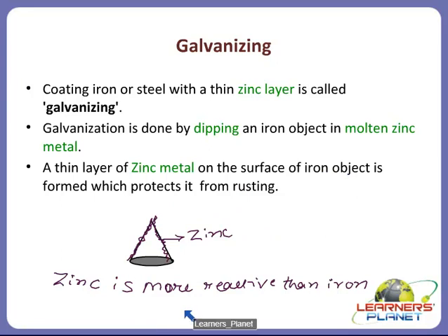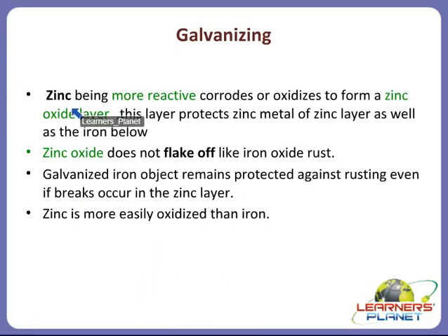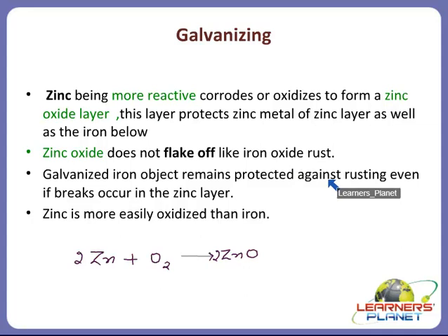How does it protect? Zinc being more reactive corrodes or oxidizes to form a zinc oxide layer. That is, your zinc will react with oxygen and it will form what, children? It will form zinc oxide. So now, in place of zinc over the metal, a zinc oxide layer is formed. Zinc oxide does not flake off like iron oxide rust.